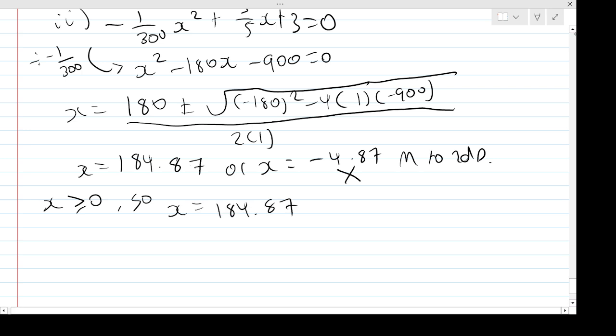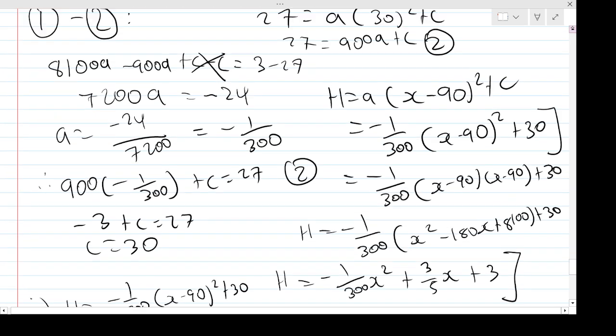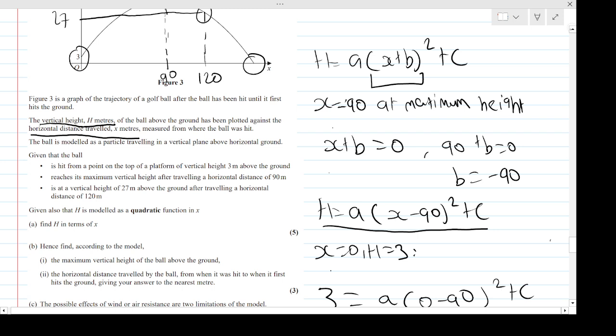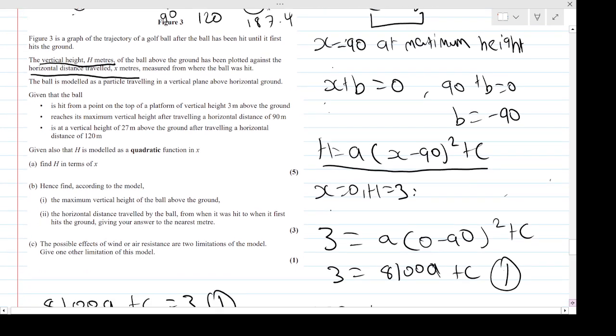184.87. Okay, so that's going to correspond to obviously this point here, 187.4. That's circled there. But it's then asked for the horizontal distance travelled by the ball. So horizontally how far along from when it was first hit, when x is 0, to here. Well, that's just going to be the number here, the 187.4. Okay. Then it says to the nearest meter. So x is in meters. So if it's in meters, it needs to be a whole number. Okay. So I need to get that decimal to the nearest whole number.